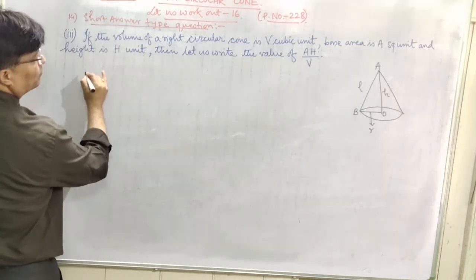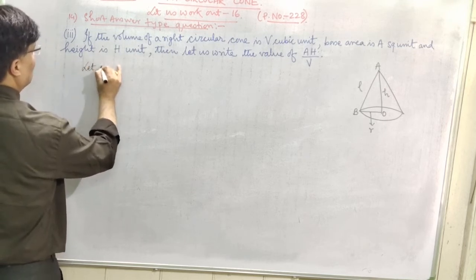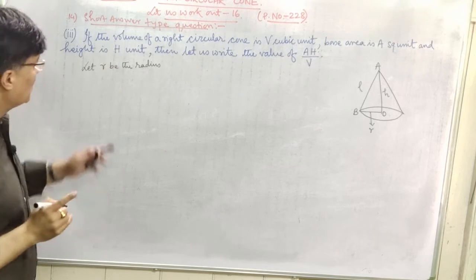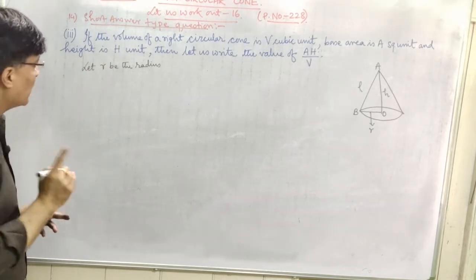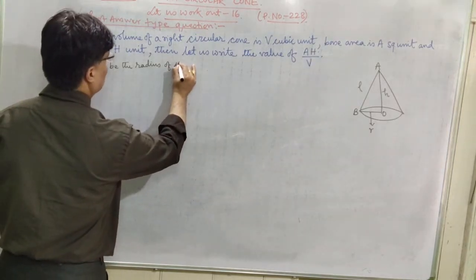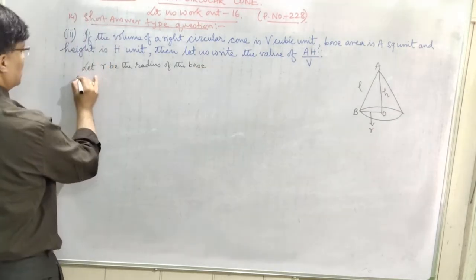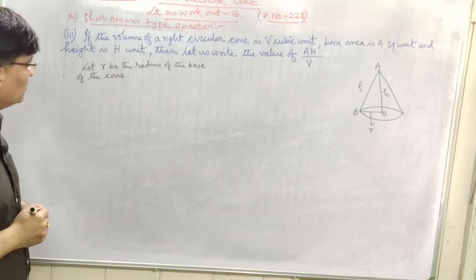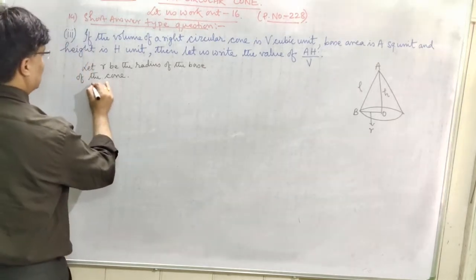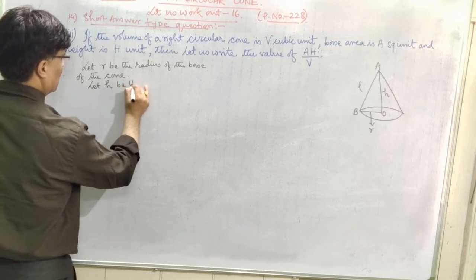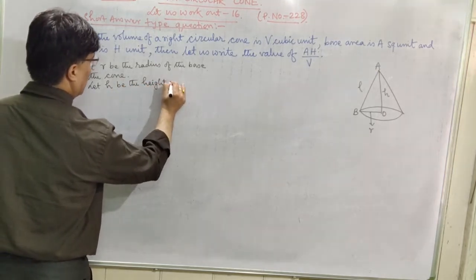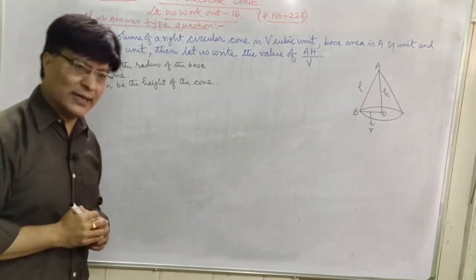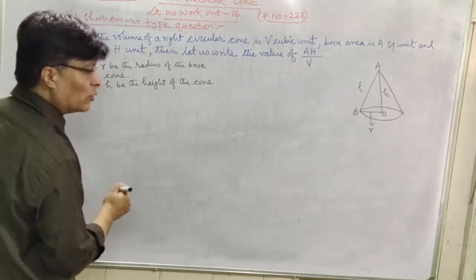So now for volume you should know, let small r be the radius of the base of the cone, right? Then let H be the height of the cone. Is that clear? Now what is the volume of the right circular cone? It is given as V.